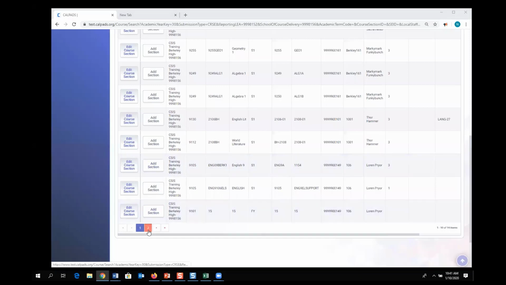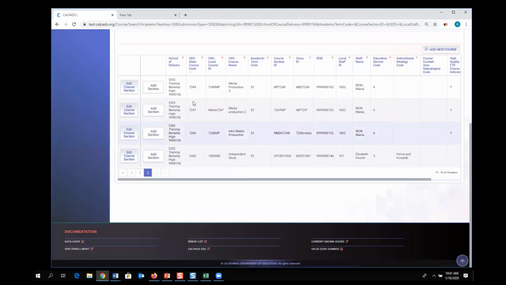Okay, so now let's go to the next page. And here we can see that we have three classes in order, right? 7246, 7247, and then the 7249 course. We know because they're in the 7000 series that this course is related to career technical education, or the CTE course. And then we can see by the course name, we get an idea that it's a pathway, right? We have Intro to Media Production 2, and then Media Production 3. So this looks like a 3-course pathway.